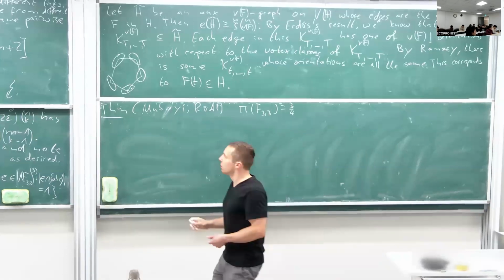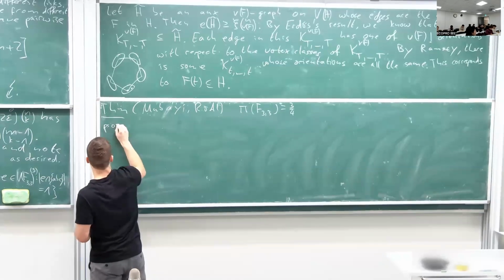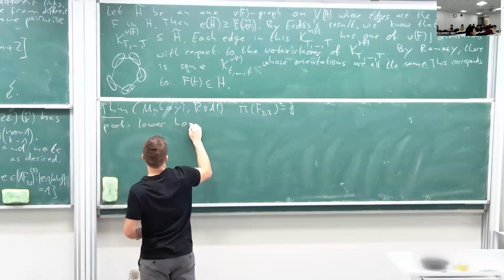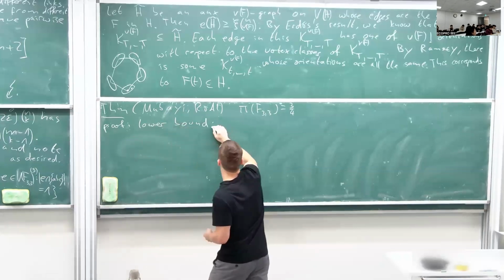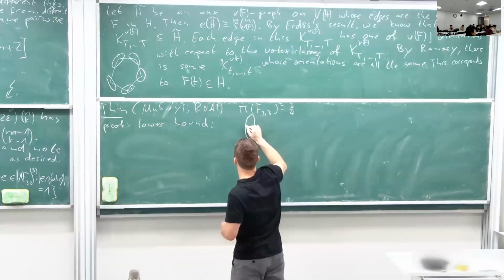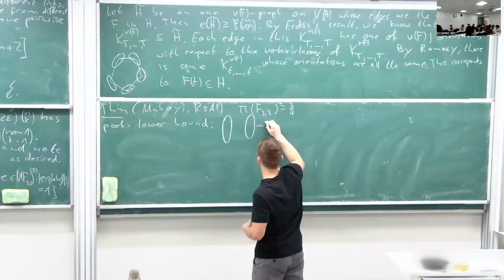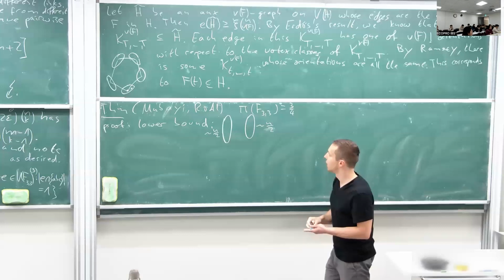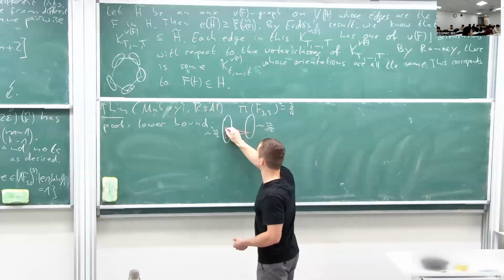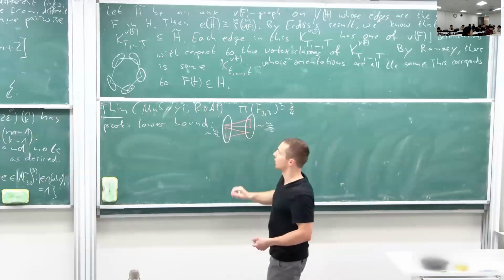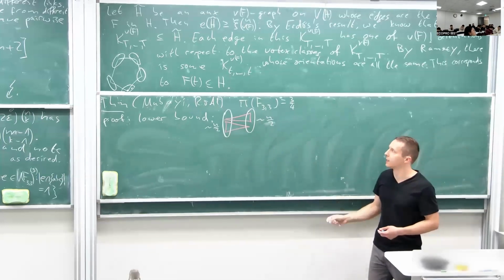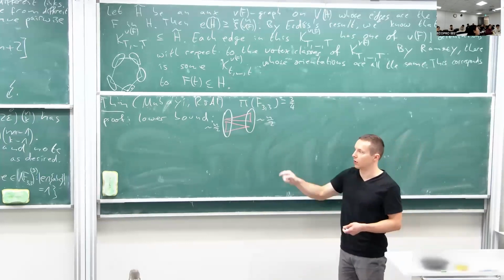So for the lower bound, let me just draw it. So we take 2 sets of size roughly n/2, and all edges which look like this. And then you can check that this one has density 3/4 and does not contain our F33.